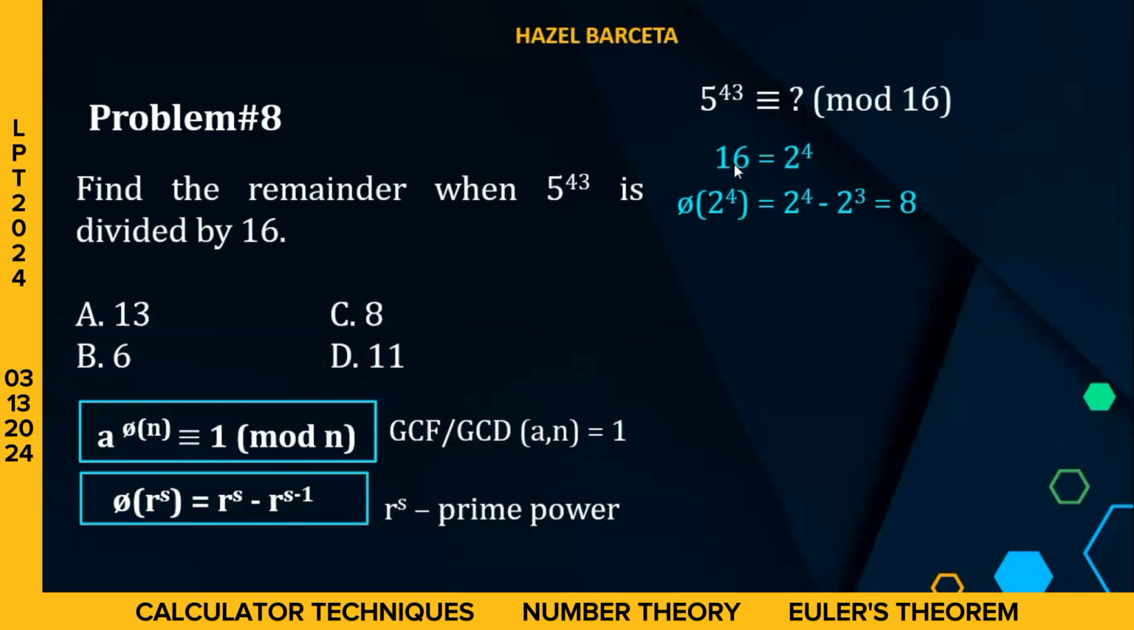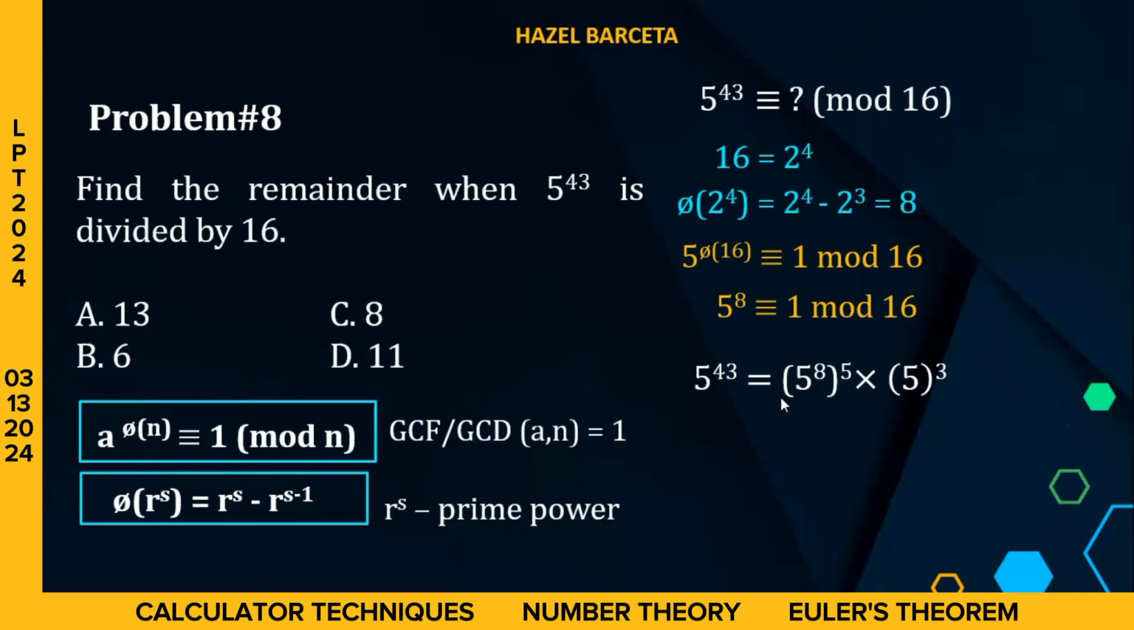Ayan po. Then, applying this, 5 raised to quotient of 16 is congruent to 1 mod 16. Dahil ang n po natin ay 16. Applying quotient of 16 is equal to 8, we have 5 raised to 8 is congruent to 1 mod 16. Then, just like po kanina, we have to simplify exponent na 43. So, ilang 8 po ba ang meron sa 43? We have 5, then remaining 3. So, we have 5 raised to 43 is equal to 5 raised to 8 times 5 times 5 cubed. 8 times 5 is 40 plus 3, we have 43.